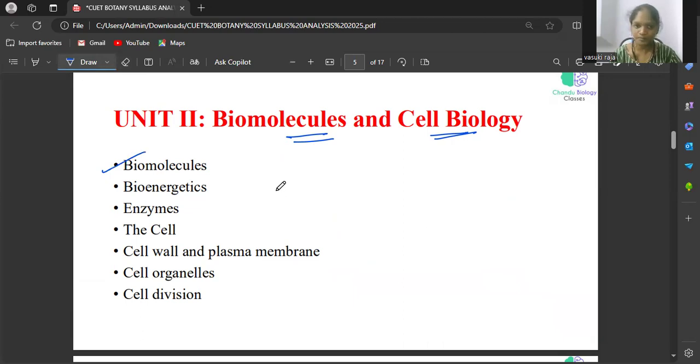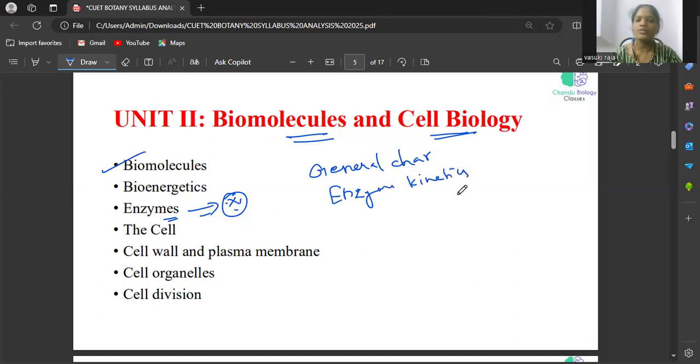biomolecules will be completely covered. Okay, and in enzymes, the most important topic, we should never leave at any cost in case of biomolecules. In enzymes, we have to focus on what is an enzyme, what are their general characters, what are all the types of inhibition exhibited by these enzymes, like competitive inhibition, non-competitive inhibition, like that. And after that, we have to focus on enzyme kinetics.